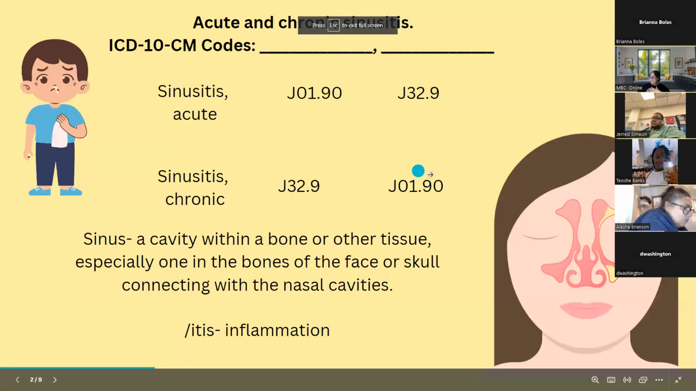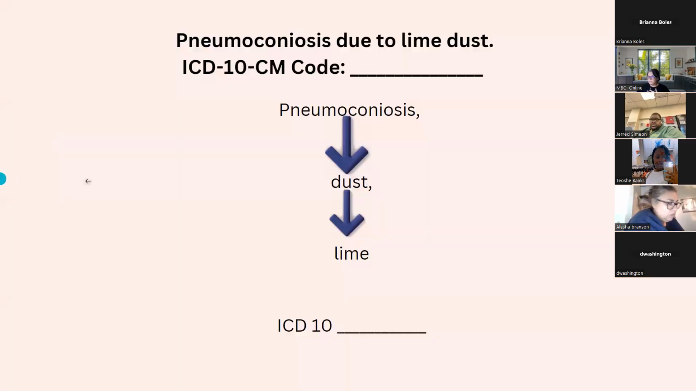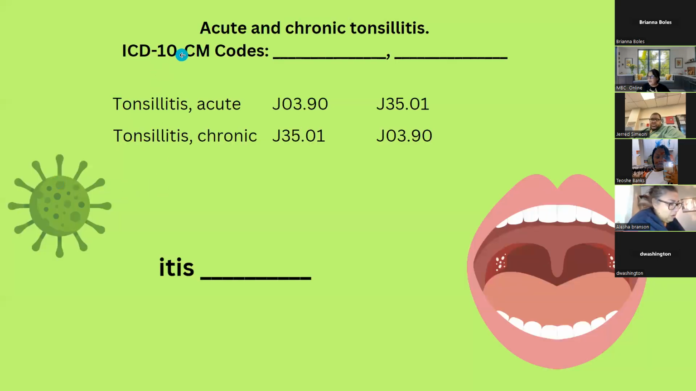All right, so this time we're going to just use our regular manuals. So we have acute and chronic tonsillitis. So what is our keyword? What do we need to look up? Tonsillitis. We're going to go to our T's in our alphabetic index, and we're going to go to tonsillitis.